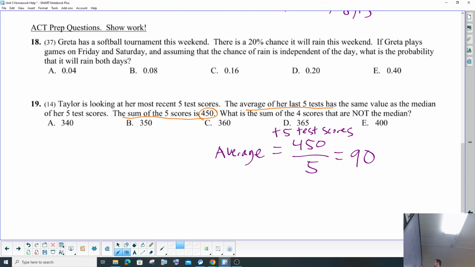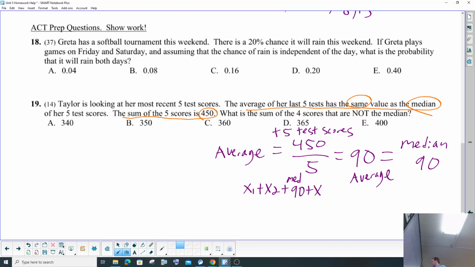The average of her last test has the same value as the median. So that means that the median equals 90, and the average equals 90. Okay, so what is the sum of the 4 test scores that are not the median? Well, we don't know what they are. x1 plus x2 plus the median, 90, plus the 3rd test score plus the 4th test score. But we know if you divide them all by 5, you should get the average, which is 90, so that's good.